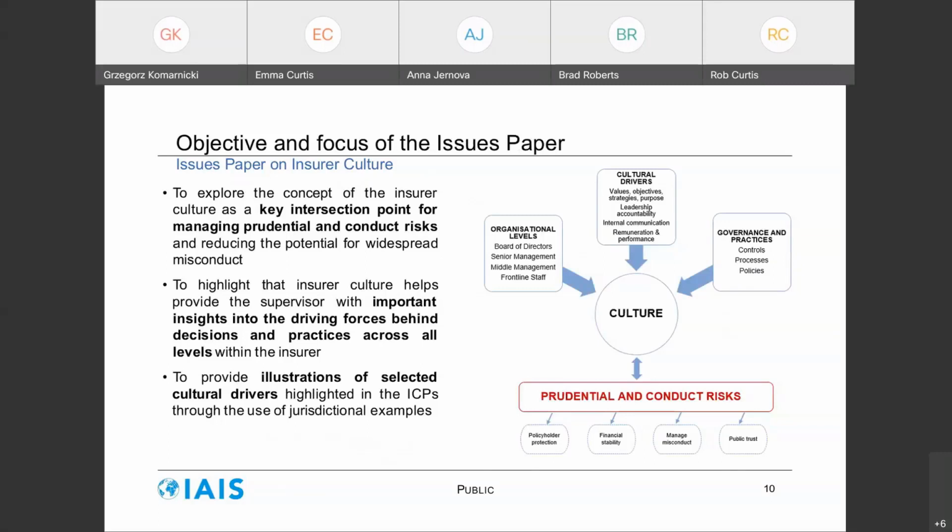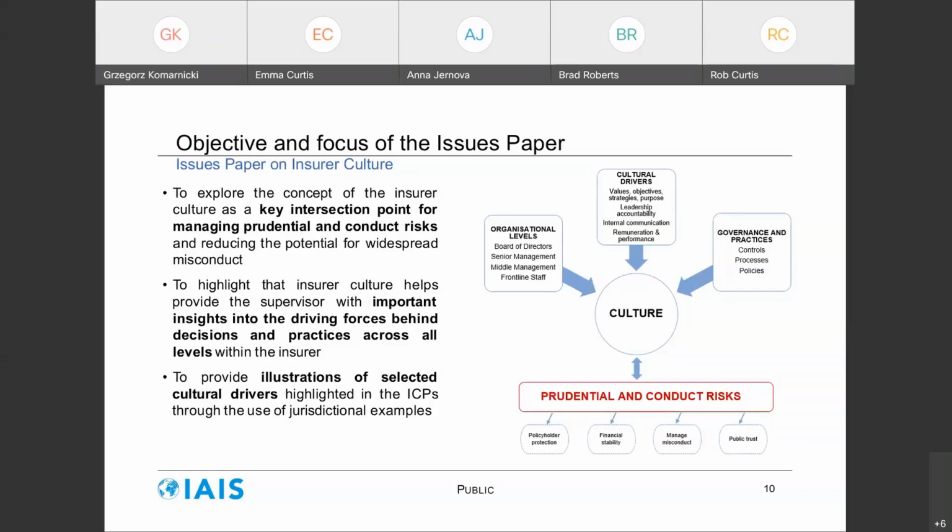So thank you. My name is Anna Genova. I am the chair of the Governance Working Group, and I'll talk briefly about the issues paper itself. So on slide 10, you'll see that this paper aims to explore the concept of insurer culture as a key intersection point for managing prudential and conduct risks. It also investigates the role of culture in mitigating misconduct and recognizes that widespread misconduct may be the result of deeper organizational deficiencies, which are caused by an ineffective culture.